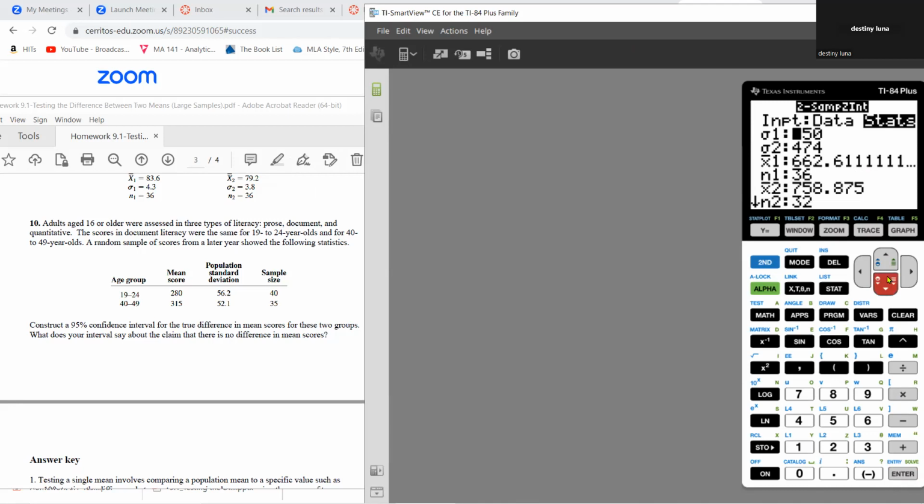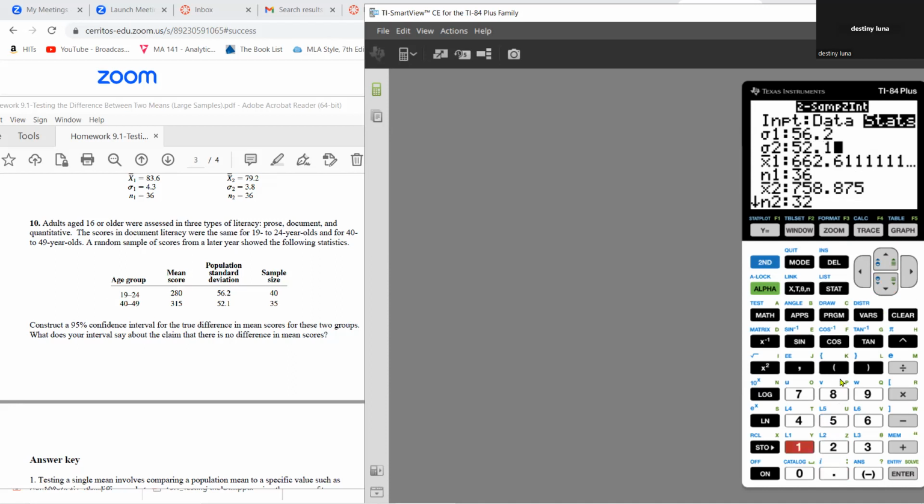Now, sigma 1 is the population standard deviation for group 1. For the sake of this example, I'm going to call the 19 to 24-year-olds group 1 and the 40 to 49-year-olds group 2. So that means sigma 1 is going to be 56.2. So I'm going to enter 56.2 there. Sigma 2 is going to be 52.1.